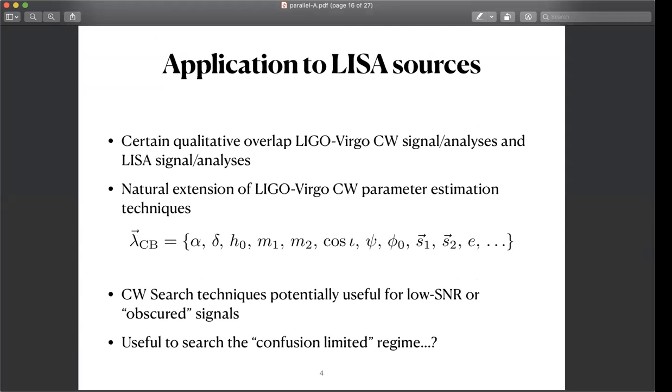So just very quickly, there's a certain overlap qualitatively between LIGO-Virgo CW analyses and LISA analyses. The parameters that one would search for in a compact binary search in LISA might be slightly different, but they're nevertheless the same type of parameters. There may be a few more depending on if the spins of the sources in the system are significant and they couple to the signal. But the CW search techniques, as I mentioned, could be useful for this low SNR regime or obscured signals, potentially even to search for things in this confusion limited regime. Next slide, please.